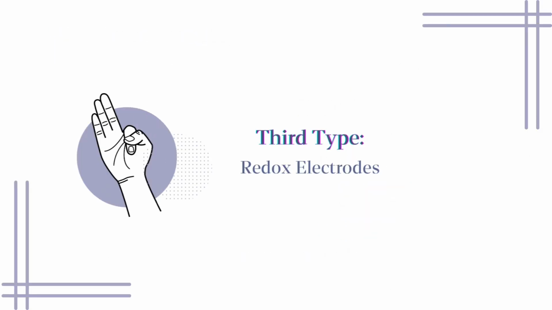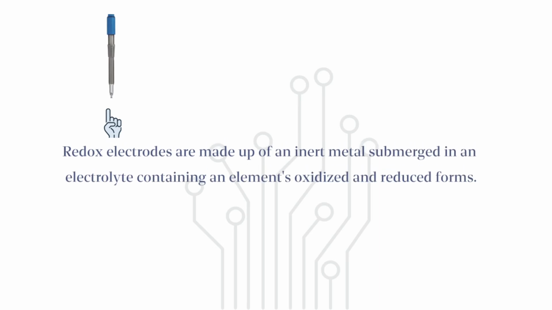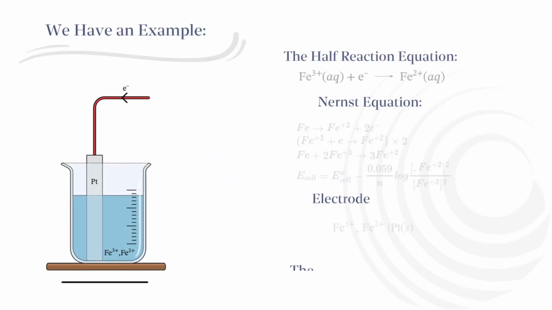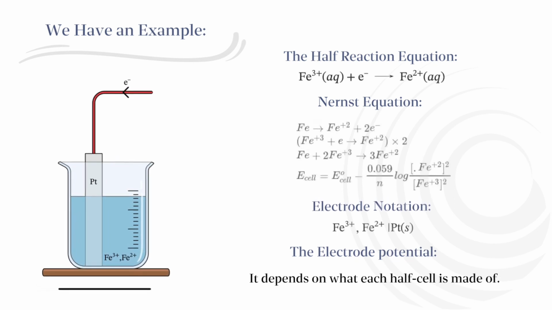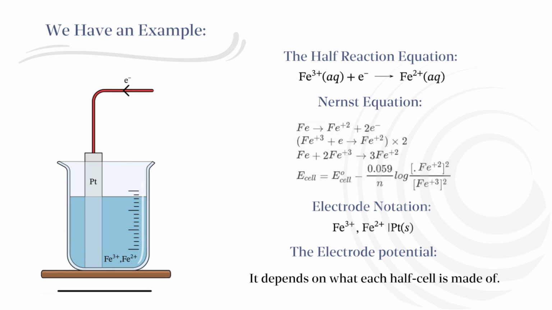And the last one is the third type, redox electrodes. Redox electrodes are made up of an inert metal submerged in an electrolyte containing an element's oxidized and reduced forms. In this example we have a platinum wire dipped in a mixture containing ferrous and ferric ions, and we find that ferrous can oxidize to ferric and give the platinum an electron, as well as the ferric ion can be reduced to a ferrous ion and acquire an electron from the platinum electrode.